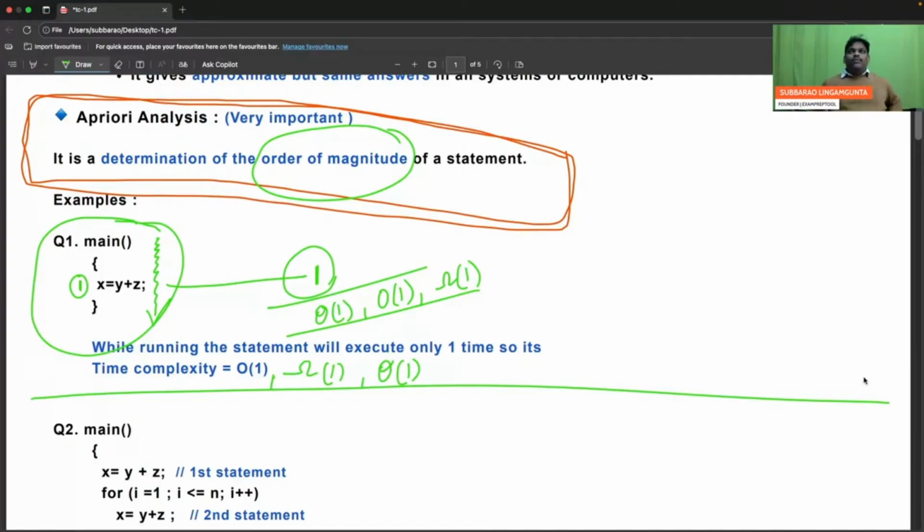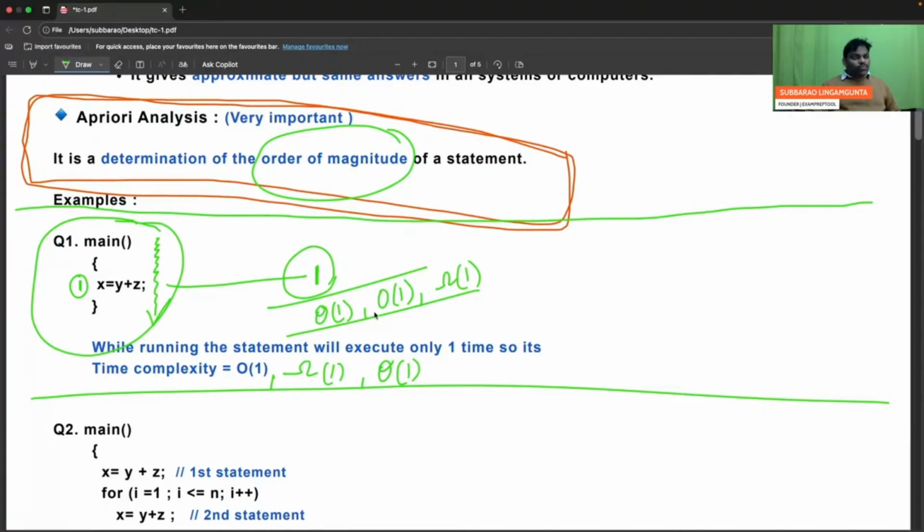How to find out time complexity? Using priori analysis. Some students are asking, sir, while doing the first problem, you never asked me what is the CPU type. You never asked me what is the type of a compiler. That is the reason it is called priori analysis. That is the reason it is called approximate analysis.